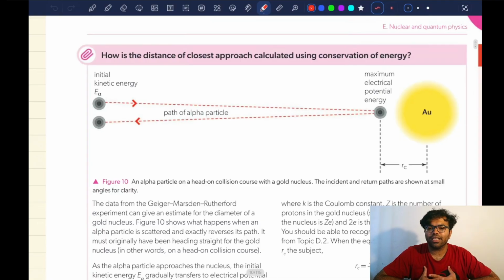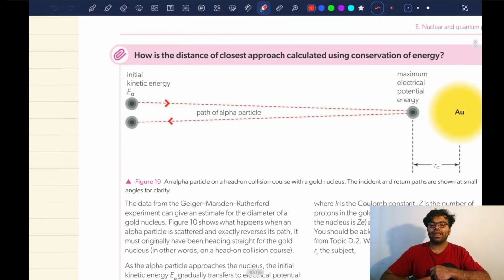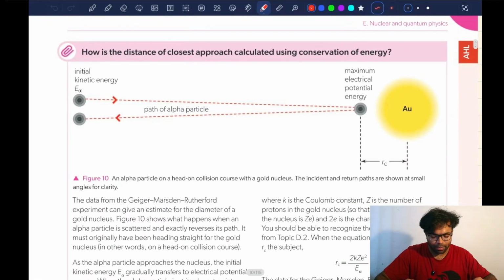Now, why did I say electrostatic force of repulsion? As we know, we have already studied the electrostatic force. The force that exists between two charges is called an electrostatic force. Now, the alpha particle is a charged element. It has a plus two charge, two units of positive charge. The nucleus is also positively charged. So all in all, when the alpha particle comes in close contact with the nucleus, it gets repelled due to the positive repulsion.